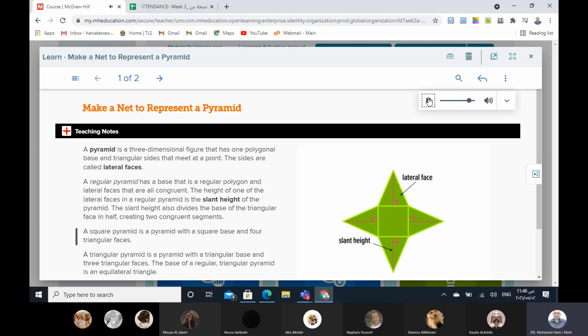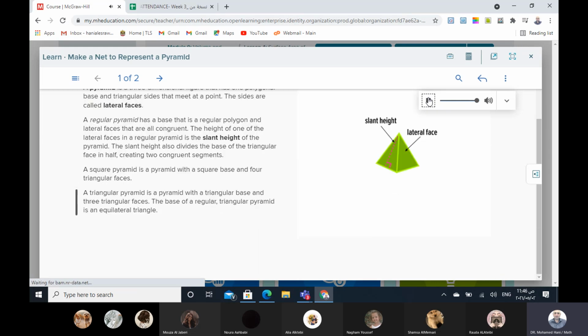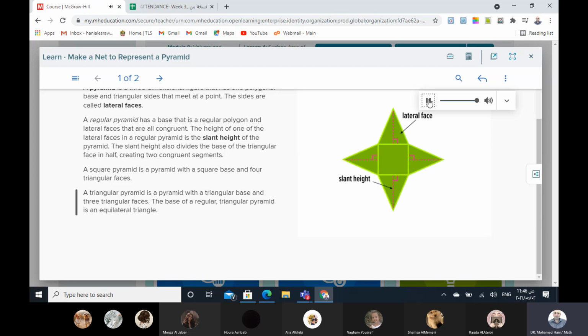A square pyramid is a pyramid with a square base and four triangular faces. A triangular pyramid is a pyramid with a triangular base and three triangular faces. The base of a regular triangular pyramid is an equilateral triangle.